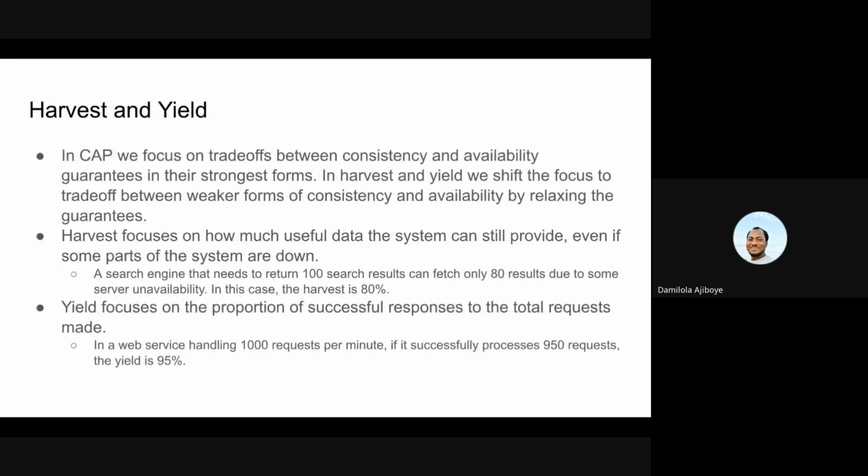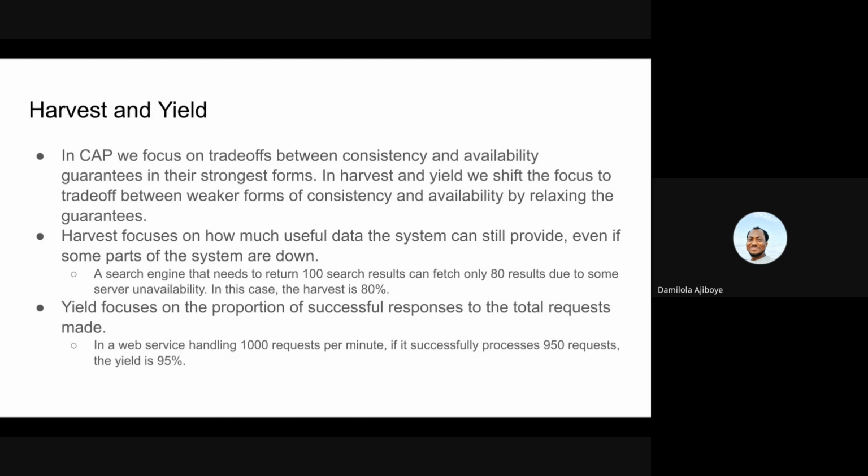In CAP, what we discussed is the trade-off between consistency and availability, and those are the strongest form of the guarantees. Consistency says that all the data across all the nodes should be synchronized, and availability says we should always be able to respond to requests. Like if you make 1,000 requests to a service, we should get a response each of those 1,000 times. But in yield and harvest, we are relaxing that and looking at the weaker form of these two terms.